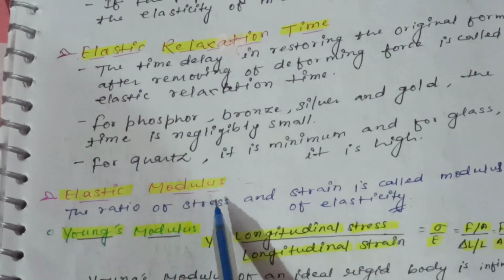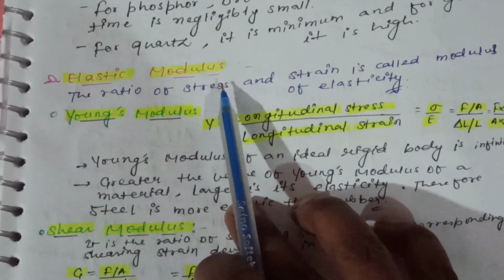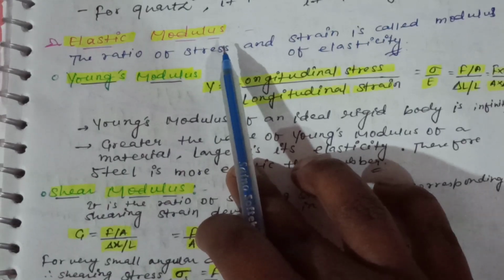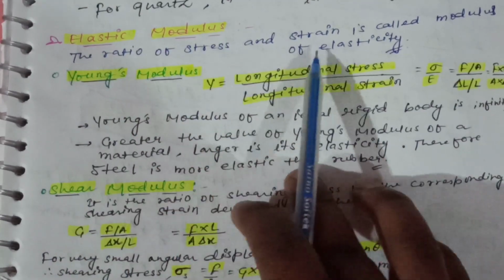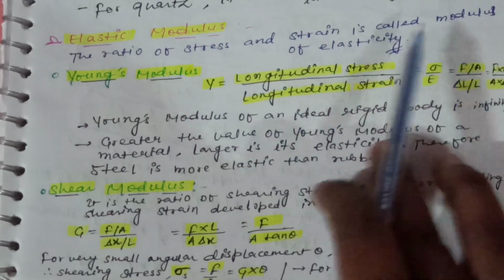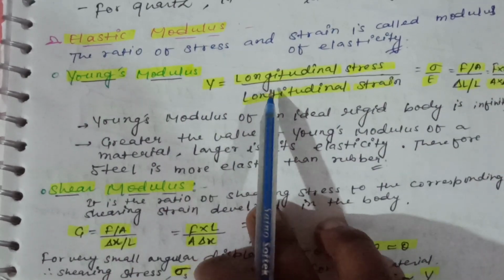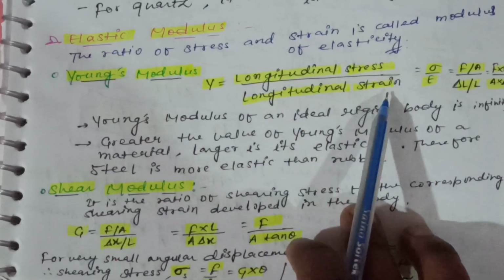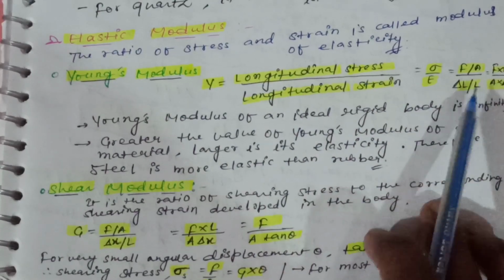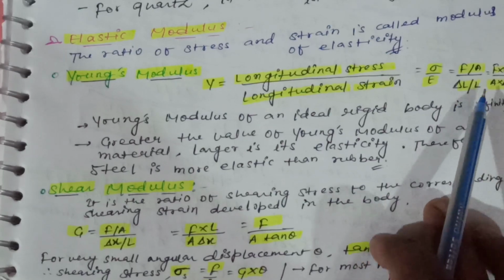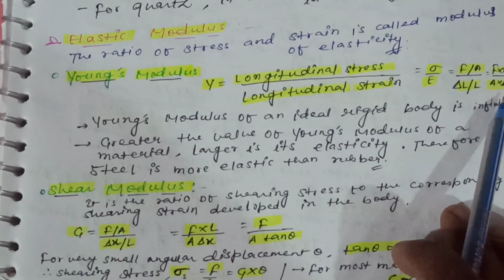Elastic moduli. The ratio of stress and strain is called modulus of elasticity. Young's modulus Y is equal to longitudinal stress upon longitudinal strain. Sigma upon epsilon is equal to F upon A upon delta L upon L, which is equal to F into L upon A into delta L.